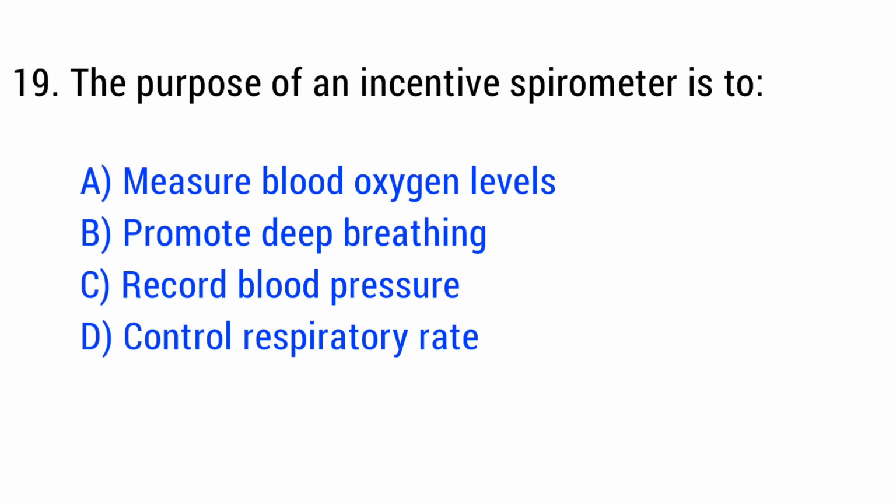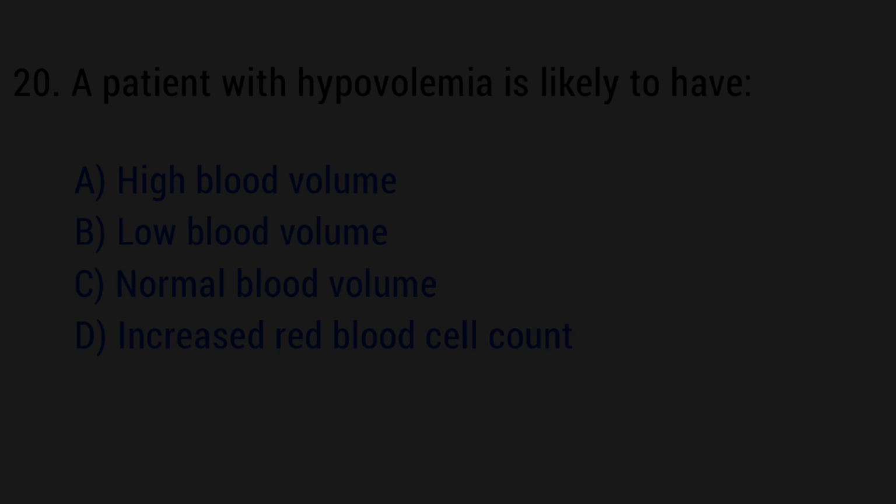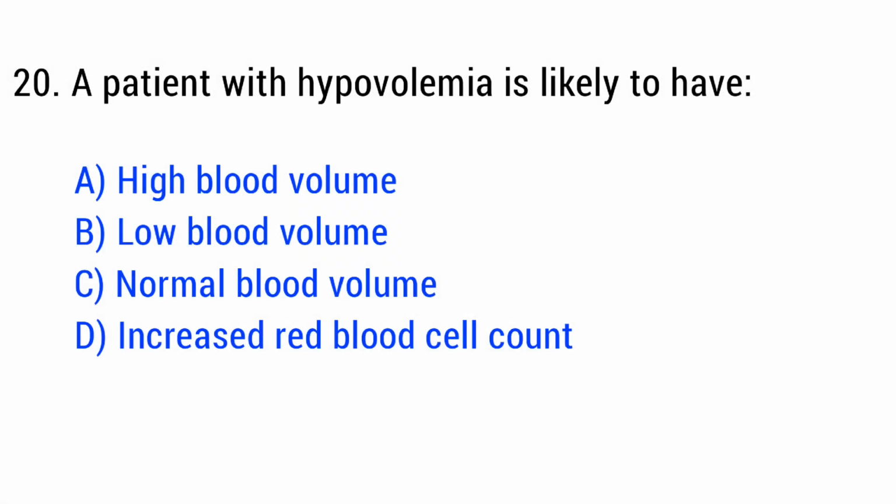Question number 19. The purpose of an incentive spirometer is to. The right answer is option B, promote deep breathing. Question number 20. A patient with hypovolemia is likely to have. The right answer is option B, low blood volume.